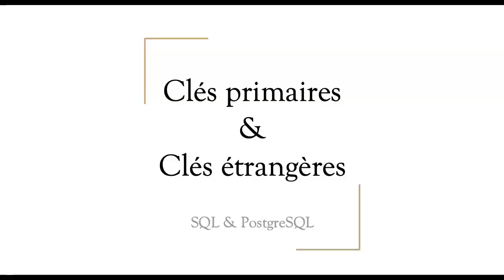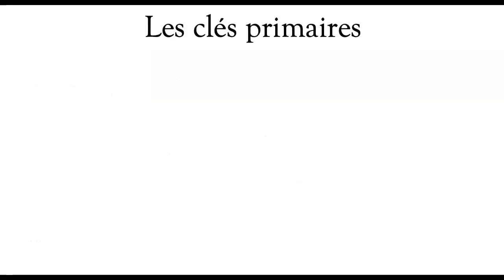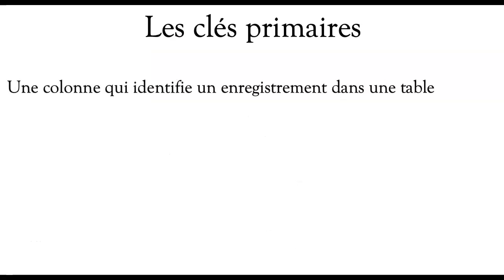Hello, in this video we'll be discussing primary keys and foreign keys. A primary key is a column that uniquely identifies a row of data in a table. The values in the primary key's column must be unique and cannot be null.